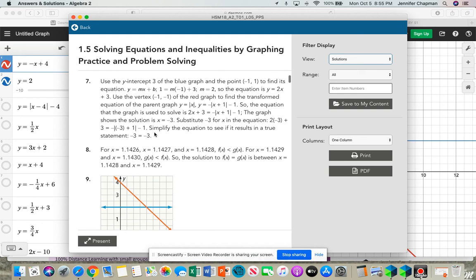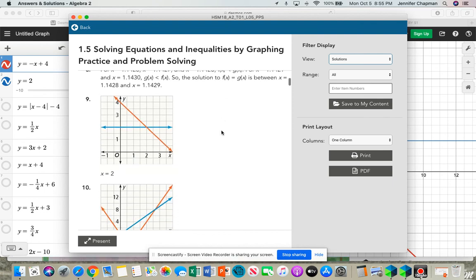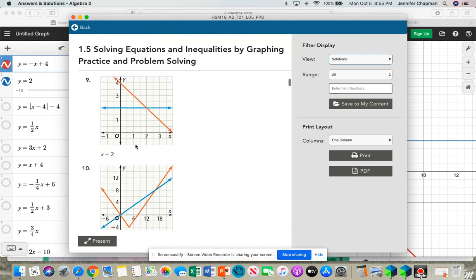Right? Number 7, it's not just telling you whatever the answer is. It's walking you through it step by step. So make sure you're using this as well. If I say for number 9, the answer is x equals 2 or (2, 2), and you're not sure how to write it, just pull up this answer key, this solution key, and this will show you exactly what I'm talking about. So for here, the answer would be x equals 2.